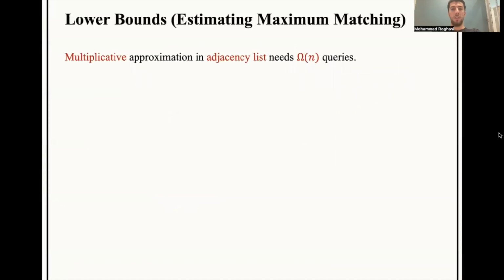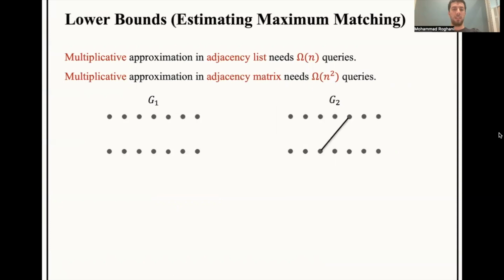If we care about multiplicative approximation in the adjacency list, we can show that Omega(n) queries are needed. Also, for multiplicative approximation in the adjacency matrix, we can prove that Omega(n^2) queries are needed. The reason for the two previous statements is that if you have an empty graph G1 and a graph G2 that has only one hidden edge, in the adjacency list you need to query the degree of almost all vertices to find that edge, and in the adjacency matrix you need to query Omega(n^2) entries to find that hidden edge.